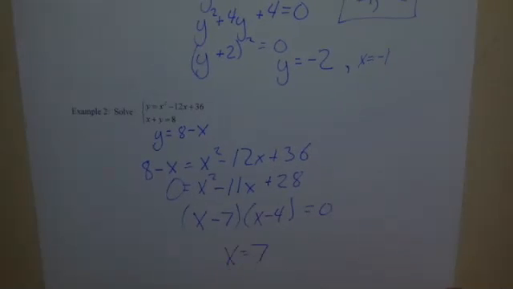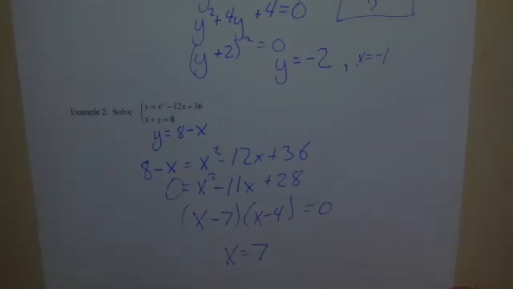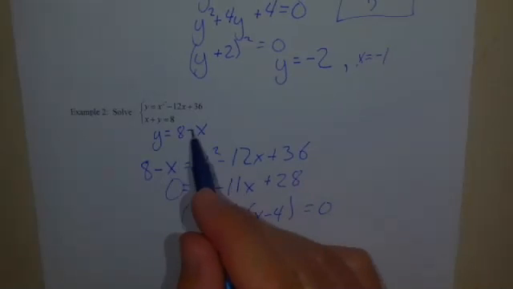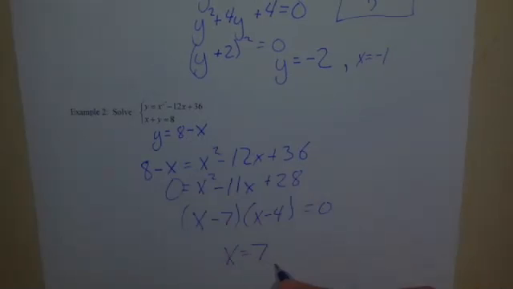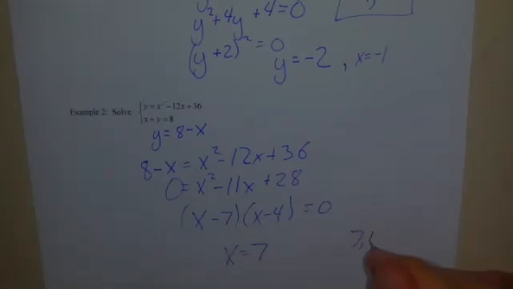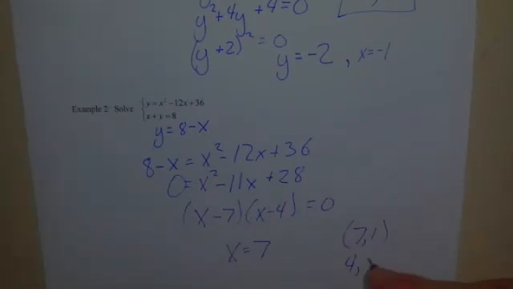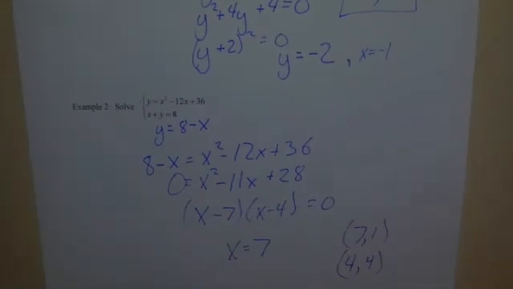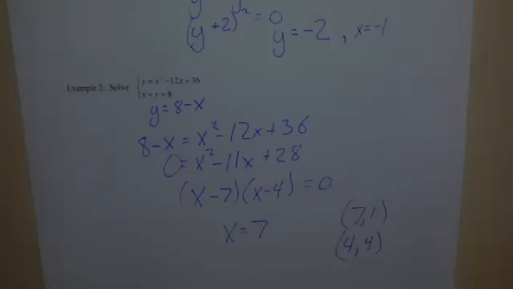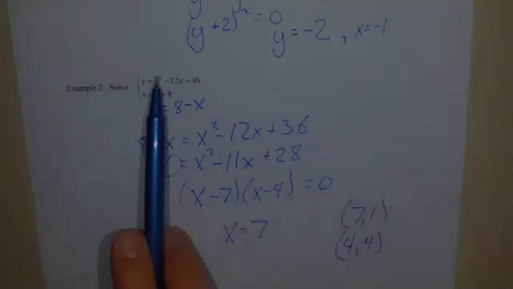X equals 7 or 4. If x equals 7, I can plug back in. 8 minus 7 is 1, so I get 7 comma 1 as one of my points. And if x is 4, 8 minus 4 is 4, so I get the point 4 comma 4. I believe the last time through we plugged these both in and they both worked. Let's give it a shot here.